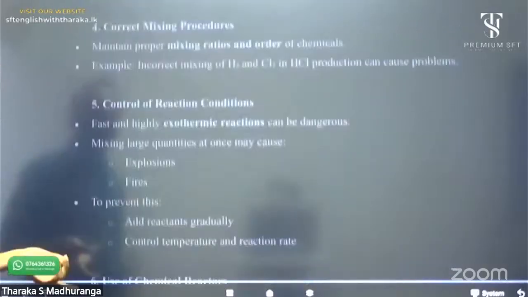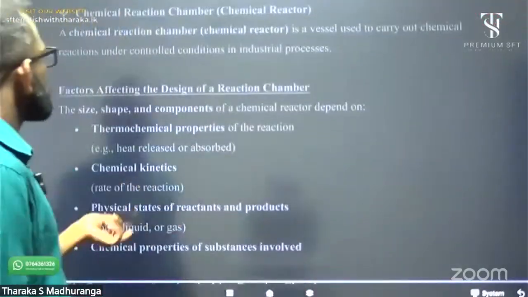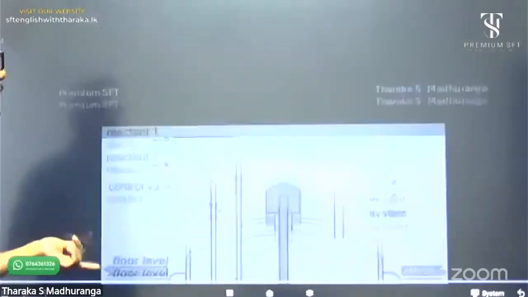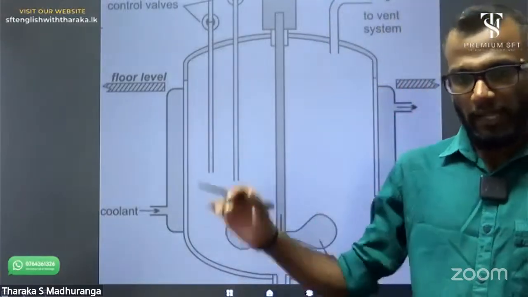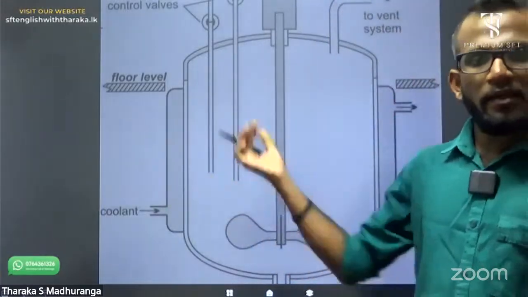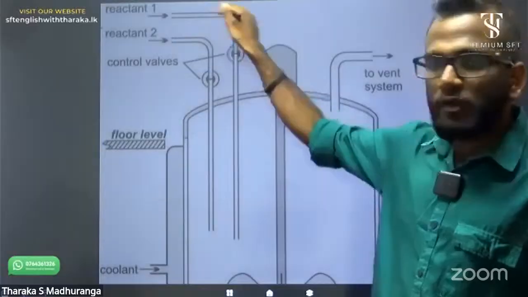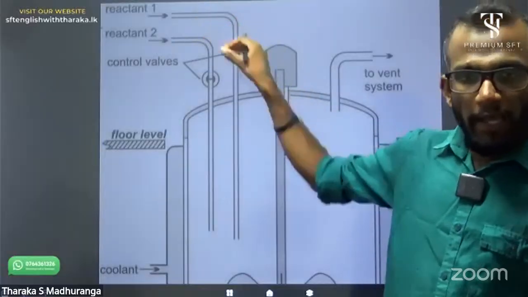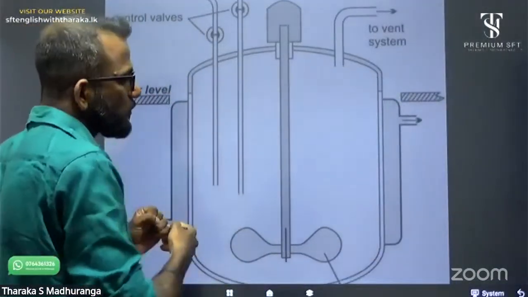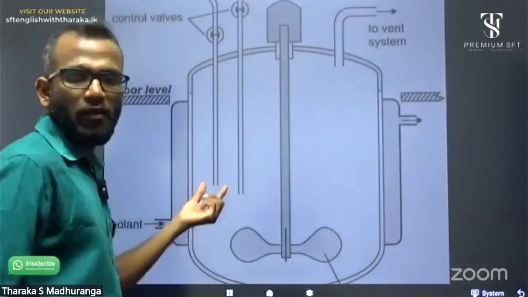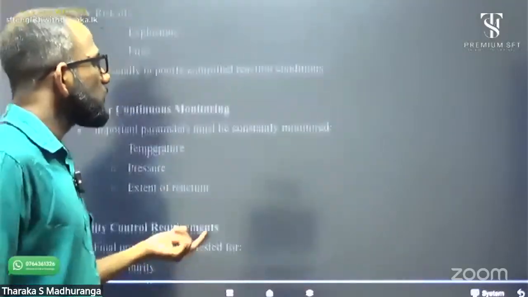Okay, we discussed MSDS and finally we discussed the chemical reaction chamber. Parts of the chemical reaction chamber: the tire and heating pan, reactant input valve and pipe, byproduct output valve and pipe, and a cooling system and motor. Okay, that's the common structure of the chemical reaction chamber.